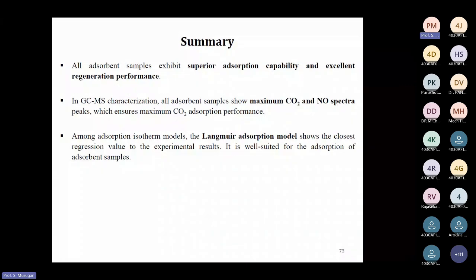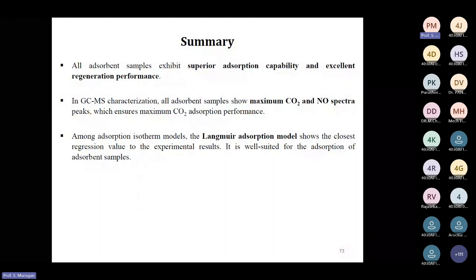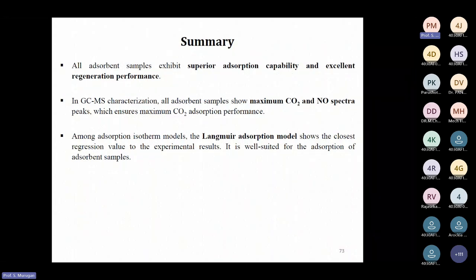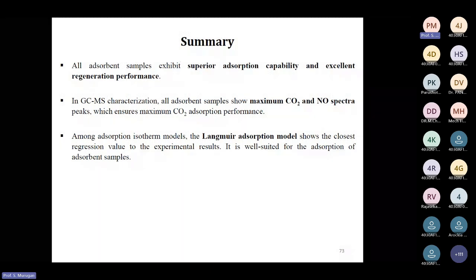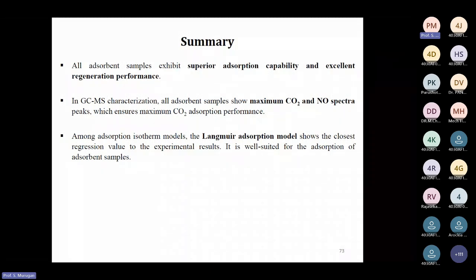Or if you want to have a higher efficiency, then you have to regenerate and then pack it again, and you can use it. So, all adsorbent samples show maximum CO2 and NO capture, which ensures maximum CO2 absorption performance.